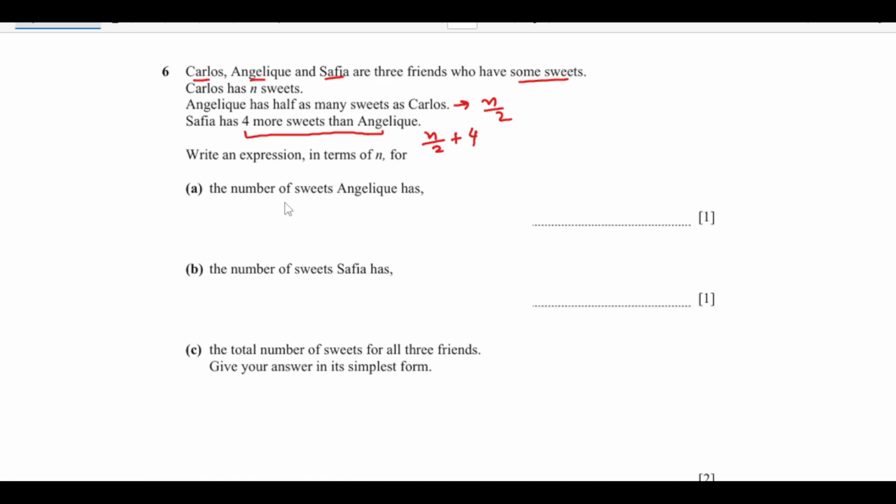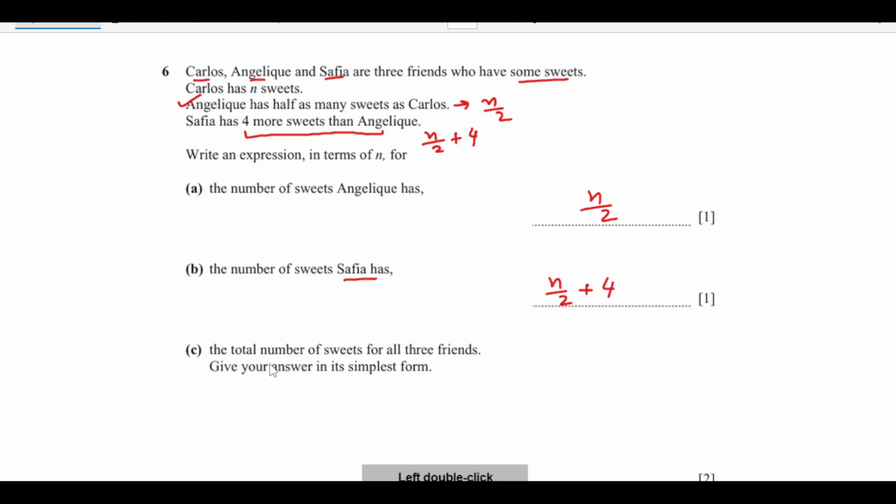Write down the expression in terms of n for the number of sweets Angelique has. Angelique I have already written here, you see the second one. This is n over 2. The number of sweets that Safia has is n over 2 plus 4.